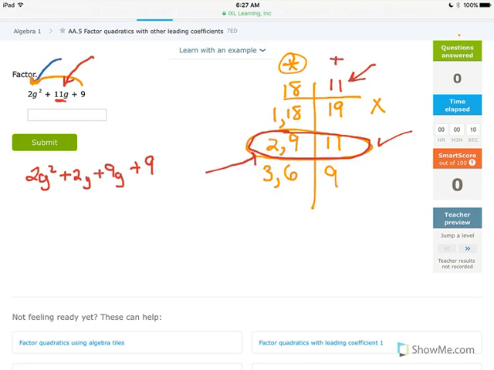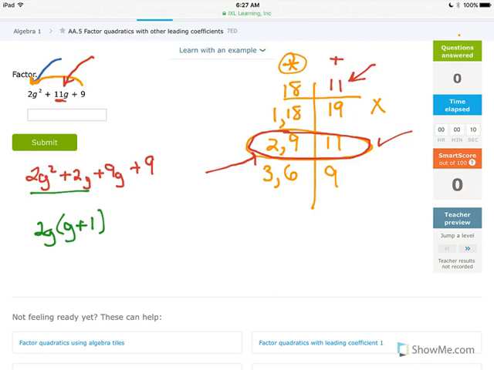Now once we have 4 terms, now we can use the factor by grouping process that we were working on yesterday in AA.7. So if we look at the first group, what's common? A 2 and a g, so we can factor out a 2g. And what's left behind, we would need a g plus 1. Because 2g times g is 2g squared, 2g times the 1 is the 2g.